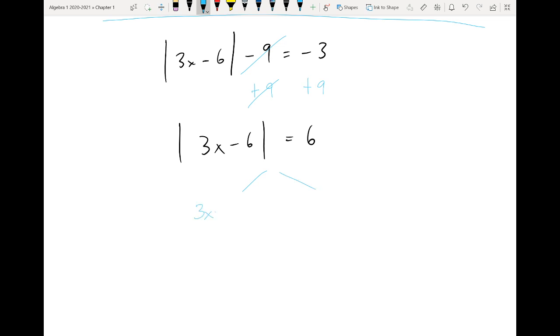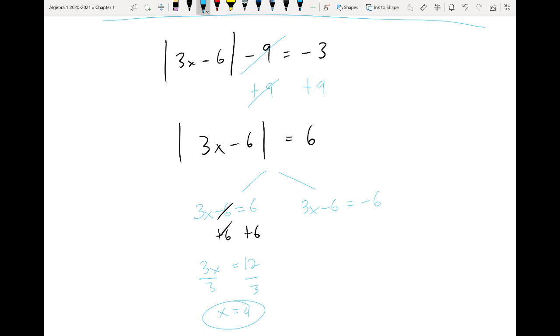Remember, we copy down the left side twice, 3x minus 6, 3x minus 6. And remember, the two outcomes: you will have the positive outcome, so equals 6, and you'll have the negative outcome, equals negative 6. And then there, we just have two algebraic problems to solve. So plus 6, plus 6. It's going to cancel. I'm going to have 3x equal to 12. Divide by 3, divide by 3.